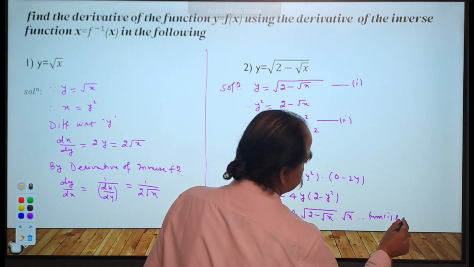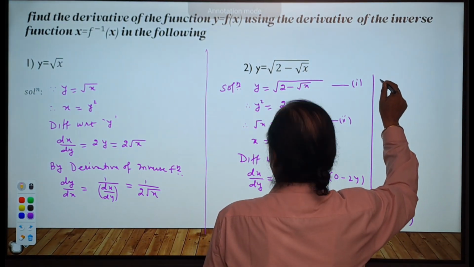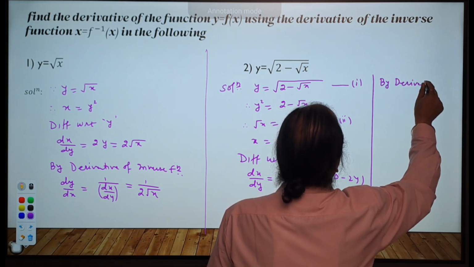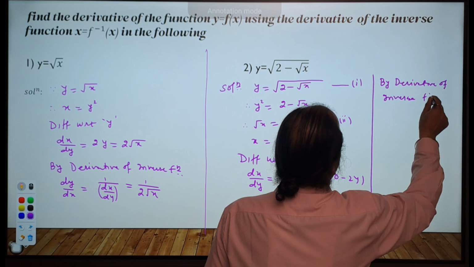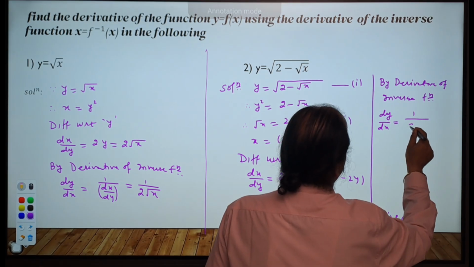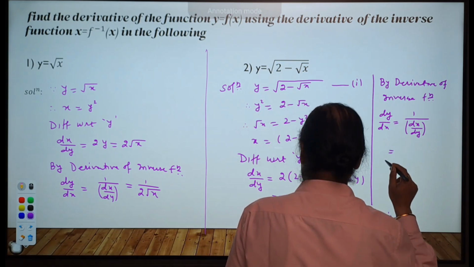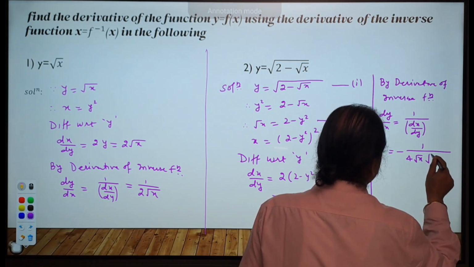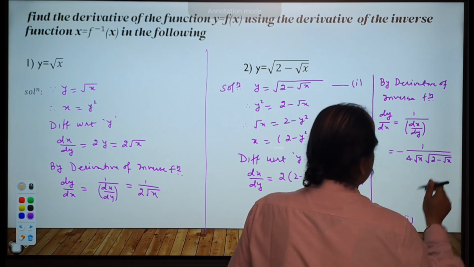From 1 and 2, by derivative of inverse function, dy by dx is what? 1 upon dx by dy, minus 1 upon 4 root x into 2 minus root x.